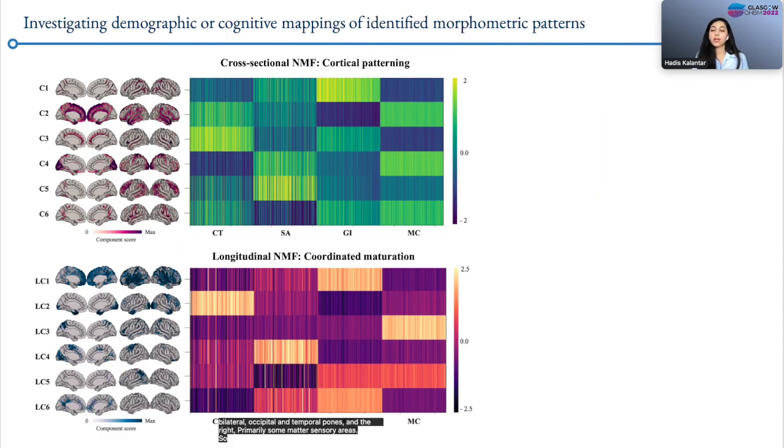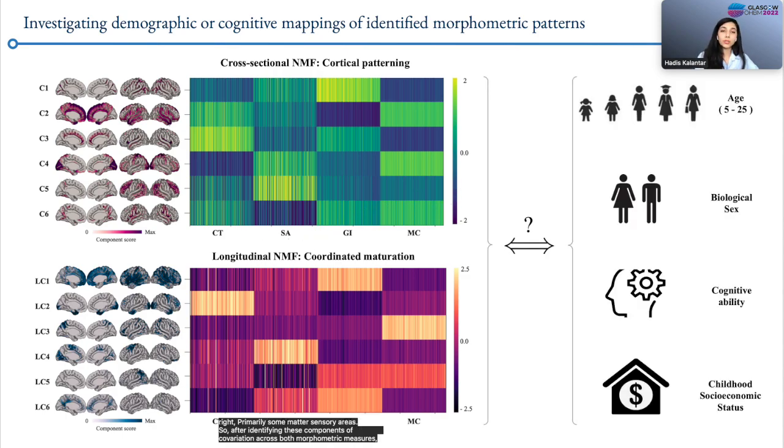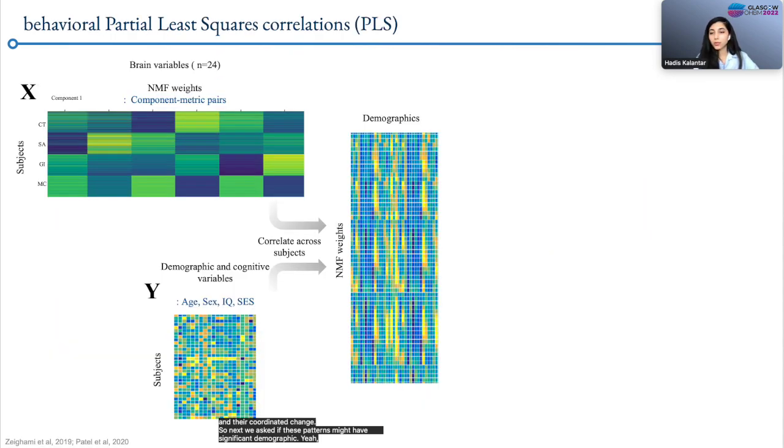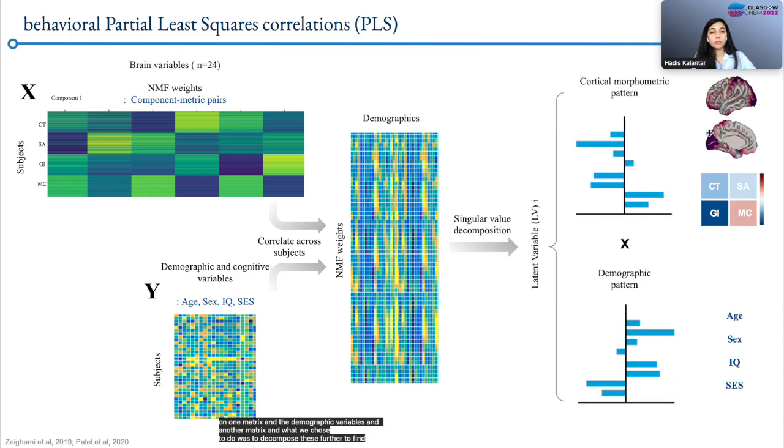So after identifying these components of covariation across both morphometric measures and their coordinated change, next we asked if these patterns might have significant demographic or cognitive mappings. To assess that, here we have the morphometric component pairs in one matrix and the demographic variables in another matrix. And what we chose to do was to decompose these further to find morphometric signatures associated with these inter-individual variations using partial least squares, which basically gives you linked patterns of brain and behavior covariance in latent variables.